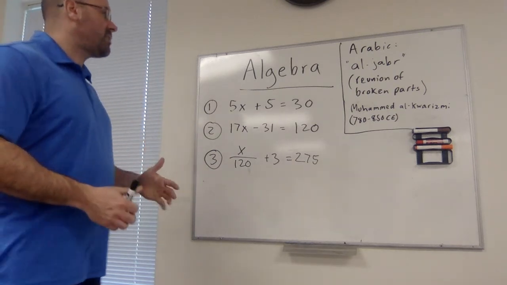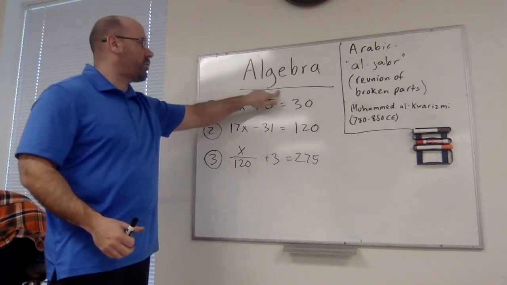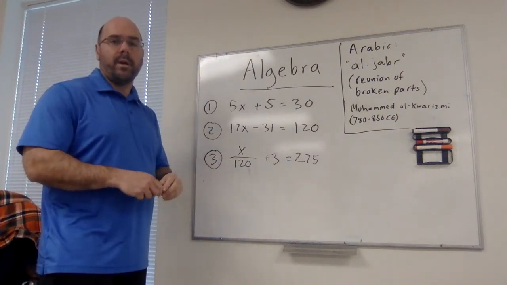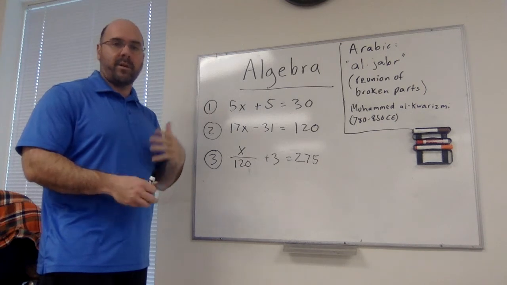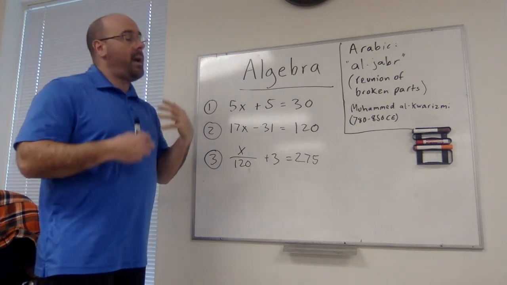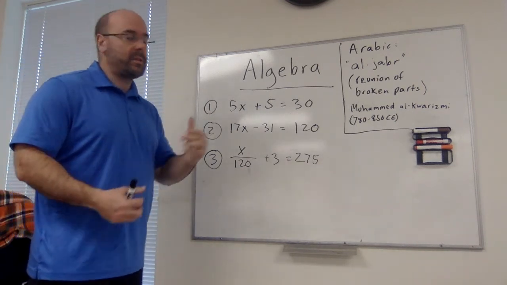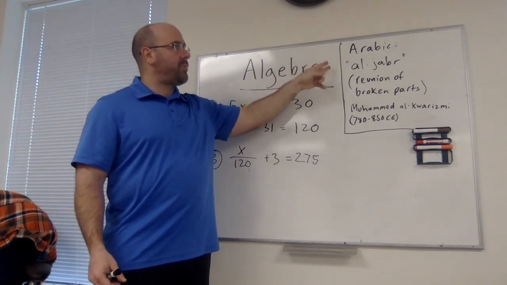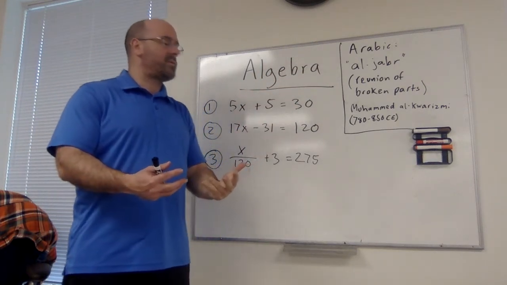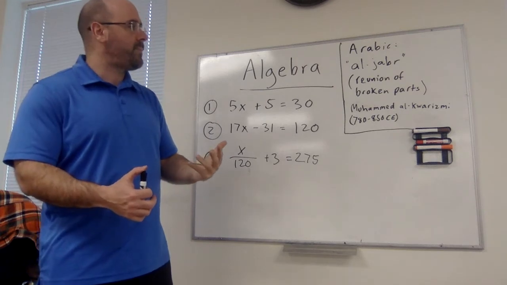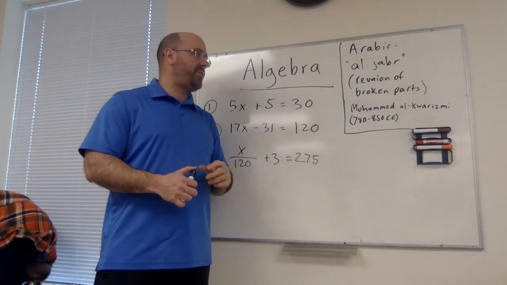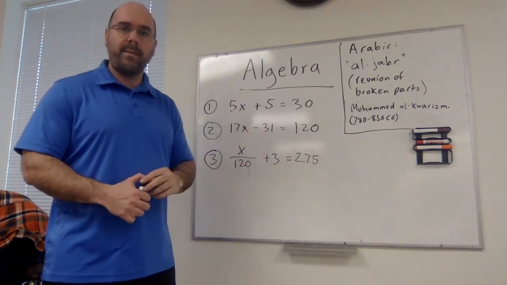But practicing algebra, basic algebra, as we're working on slopes and everything, is really going to help you understand why solving for x and solving for different variables is very important. I learned a lot from preparing this presentation. I learned that algebra, the reunion of broken parts, is attributed to Muhammad al-Khwarizmi, and he lived from 780 to 850 CE during the golden age of Islam.